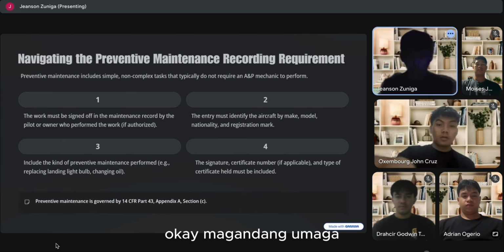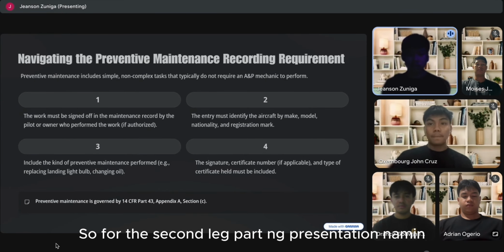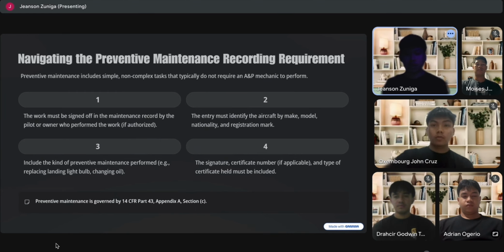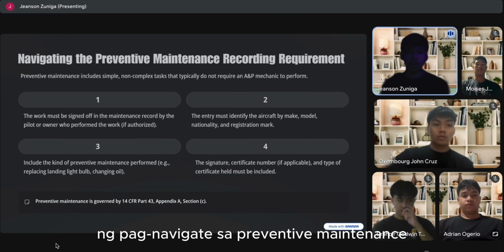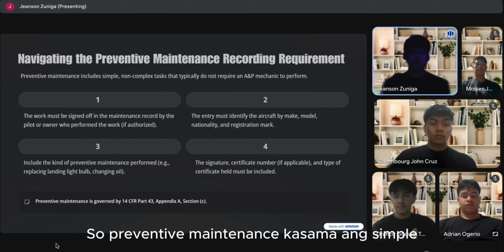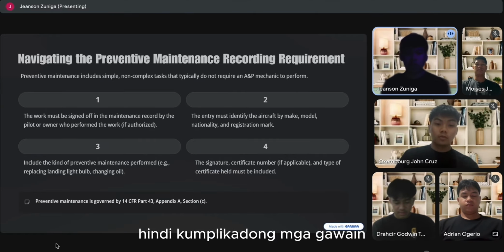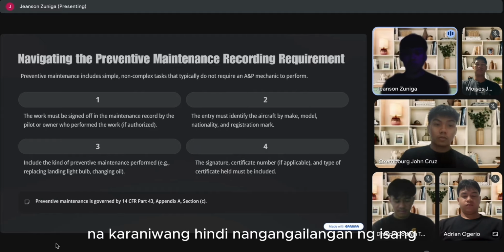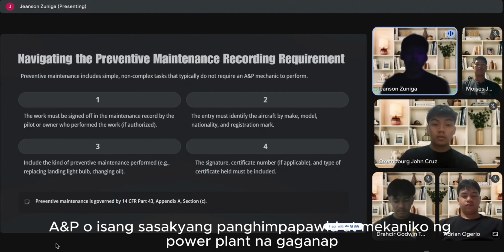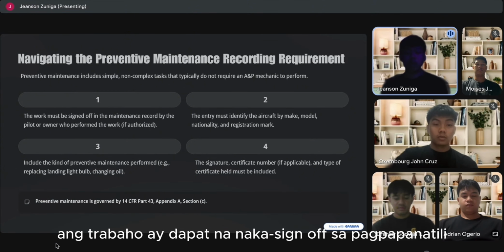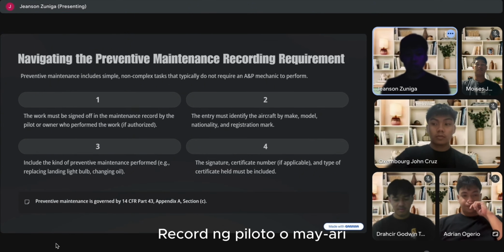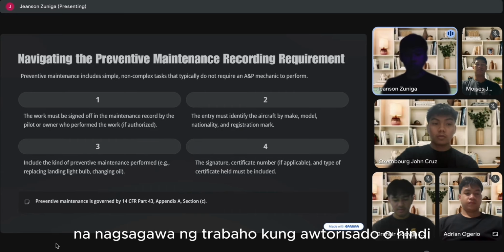Okay, good morning. For the second part of our presentation, we will be navigating the preventive maintenance recording requirements. Preventive maintenance includes simple, non-complex tasks that typically do not require an aircraft and powerplant mechanic to perform. First of all, the work must be signed off in the maintenance record by the pilot or owner who performed the work, if authorized.